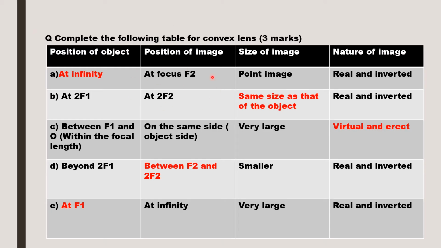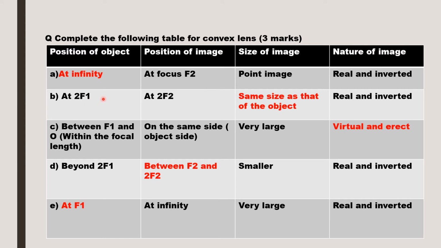Questions based on ray diagrams can be asked in this format also. This question was asked in the tabular form for 3 marks in one of the exams. So here you can see in the table position of object, position of image, size of image and nature of image are the 4 columns given, and you will find that there is a blank in one of the columns. For example, if the position of the image is at f2, the image is a point sized image, and if the nature of the image is real and inverted, then the position of the object is kept at infinity.